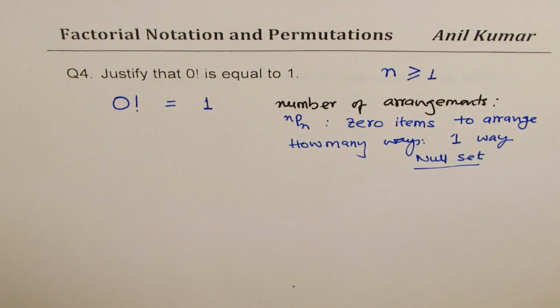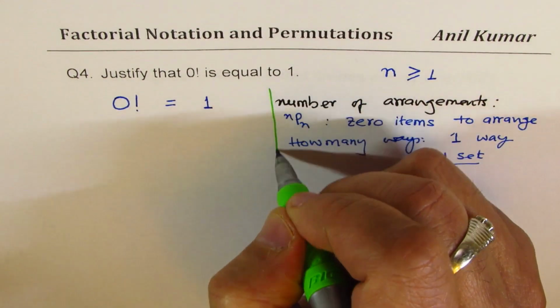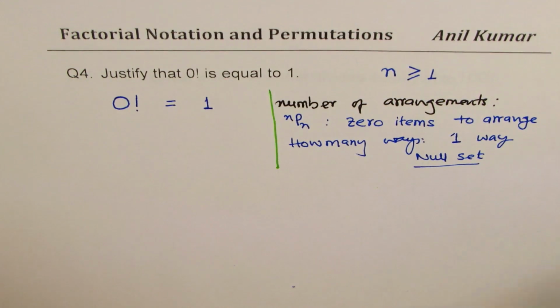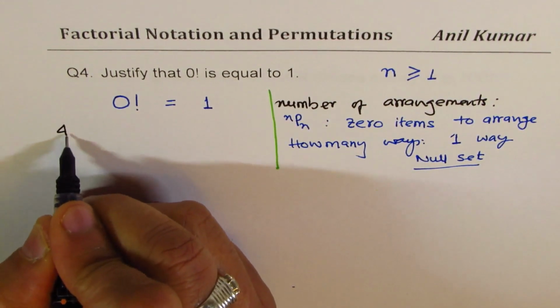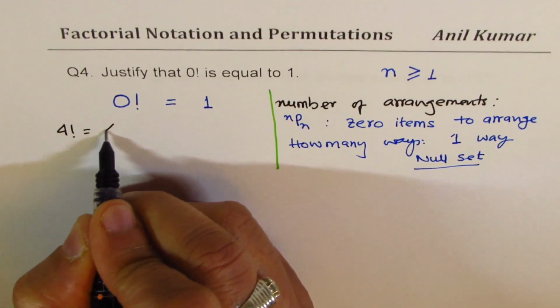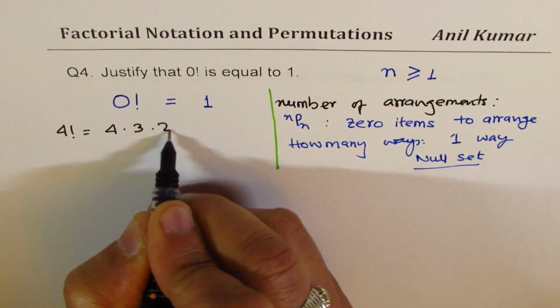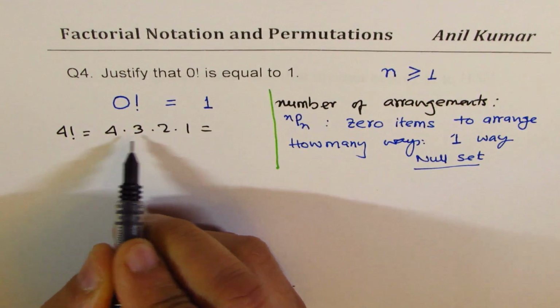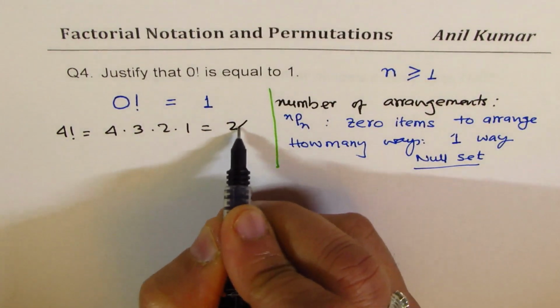You could also see it in a different way. For example, let's go through the pattern ones. What is 4 factorial? Let's write it down. What is 4 factorial equal to? 4 factorial is 4 times 3 times 2 times 1, which is 12 times 2, so 24.